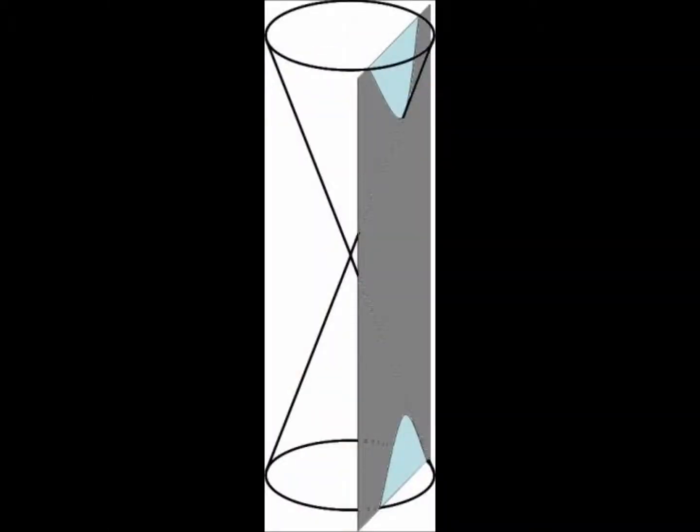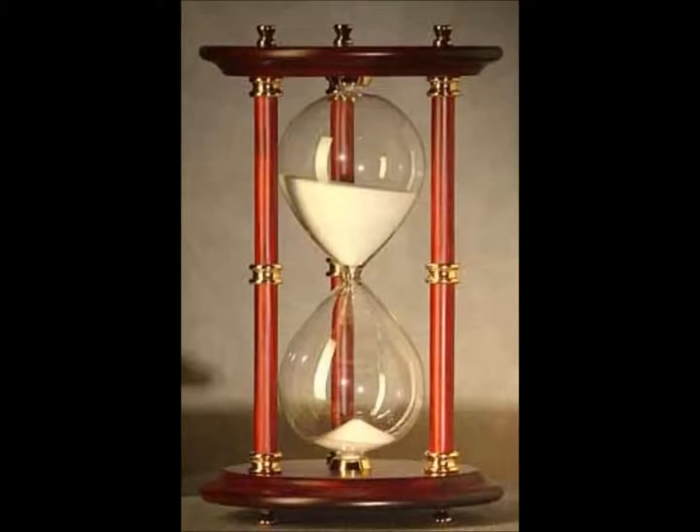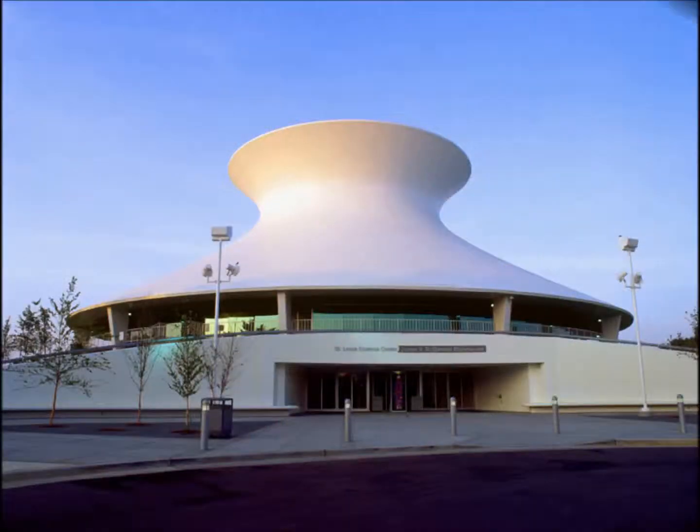Hyperbolas occur when both the top cone and the bottom cone get sliced in cross-section by one single plane. This results in two U-shaped lines that are mirror images of each other. Hyperbolas are harder to see in the real world, but they are there. Can you see the hyperbola in this hourglass? Hyperbola is used a lot in architecture design as well. Can you see the hyperbolas on each side of this building?